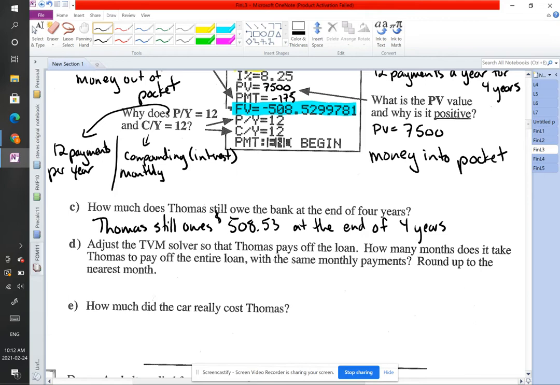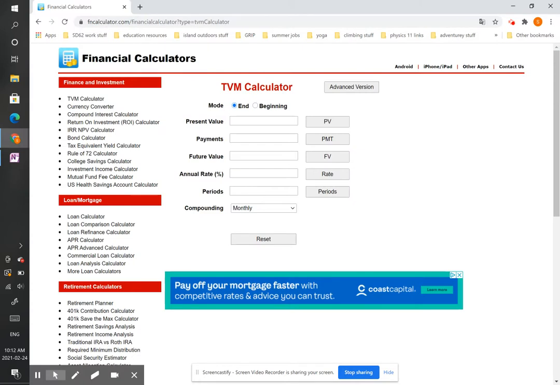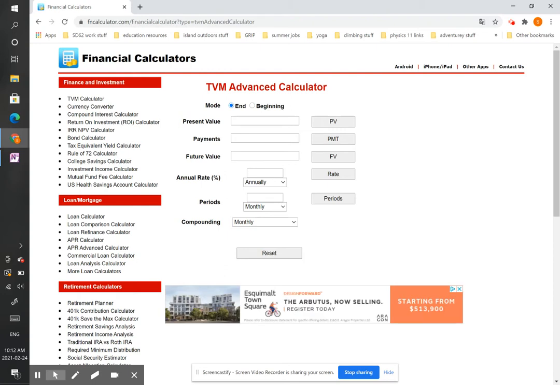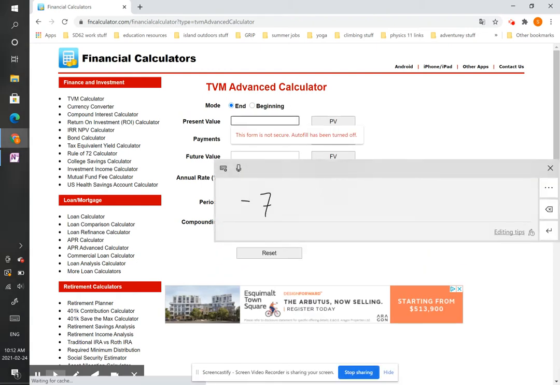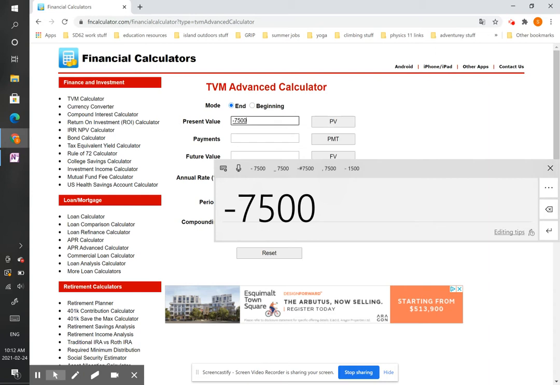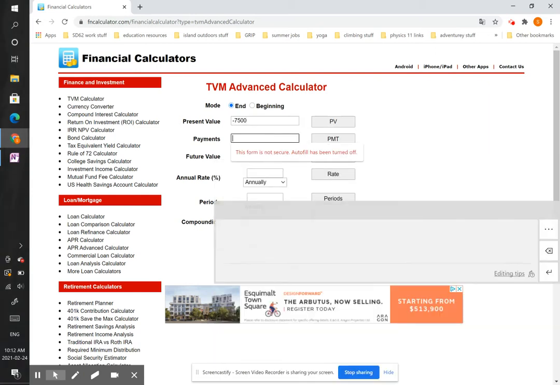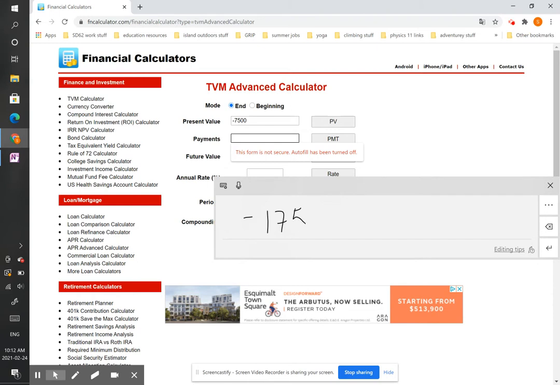So adjust the TVM solver so that Thomas pays off the loan. How many months does it take Thomas to pay off the entire loan with the same monthly payments? All right, so what we can do is we're going to go into our calculator here. We're going to go to the advanced version. So my present value is negative 7,500. My payment is negative 175. This is supposed to be a positive.